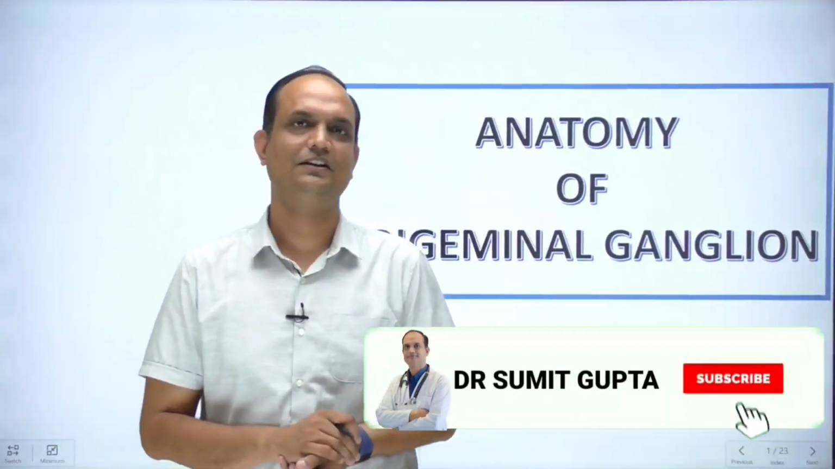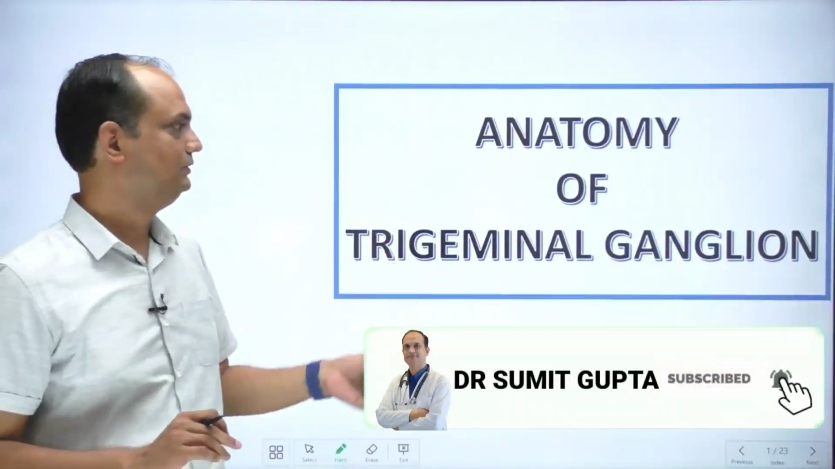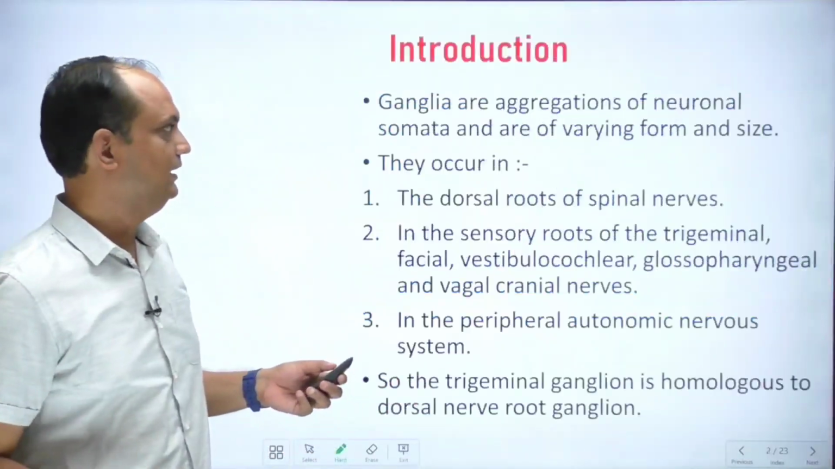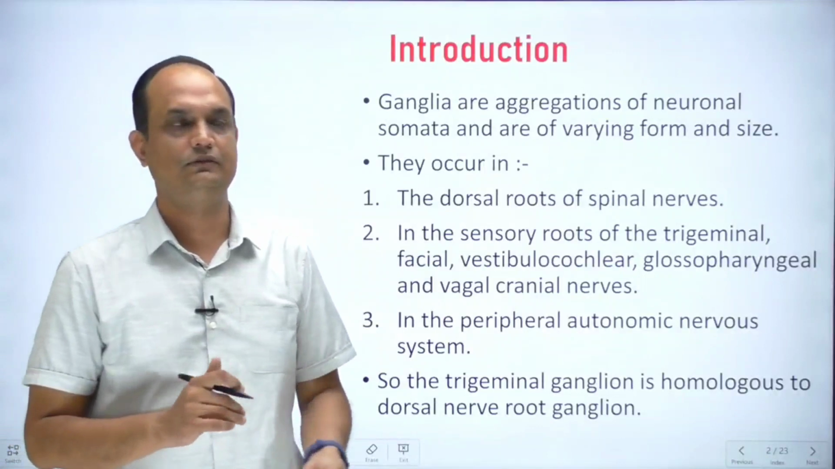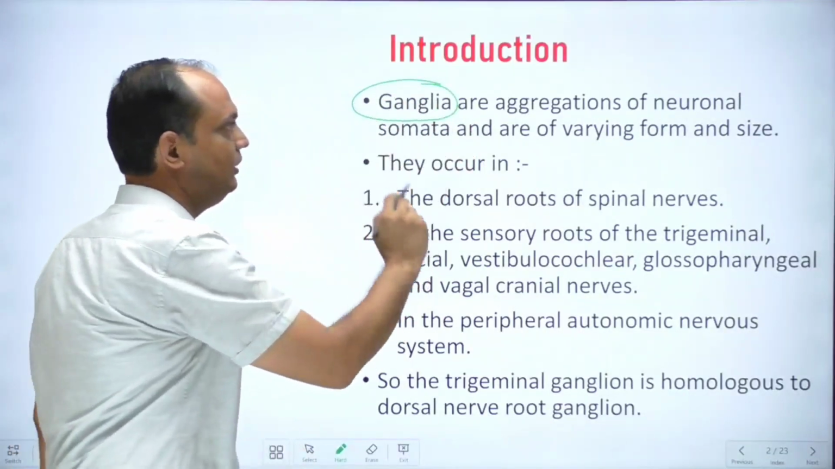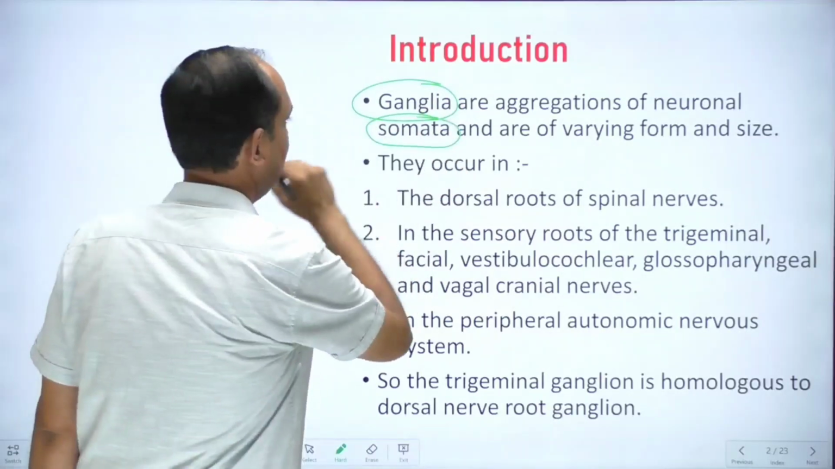Hello students, today we will discuss the anatomy of trigeminal ganglia. Now what is ganglia? Whenever you hear this word, ganglia means the collection of neuronal bodies of the neuron.